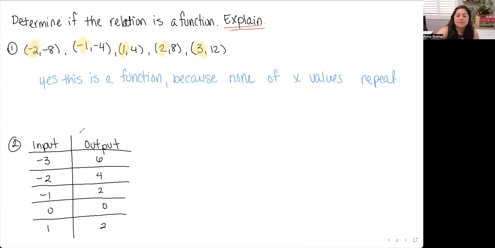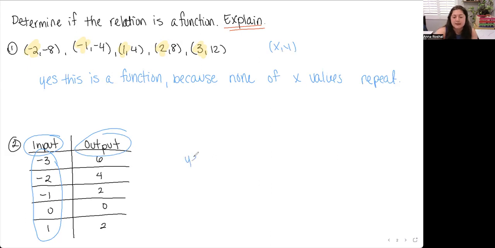Okay. Here in this case, it's a little bit easier to see what my inputs are. And because it's easier to see what my inputs are, I know right away that none of these repeat. And so again, I would say yes, this is a function, because none of my x values repeat. I would replace x with input values. Same exact set of words, but instead of x it would be input, because here I have x, y values, and in here I have input, output values. So that's where the difference is.